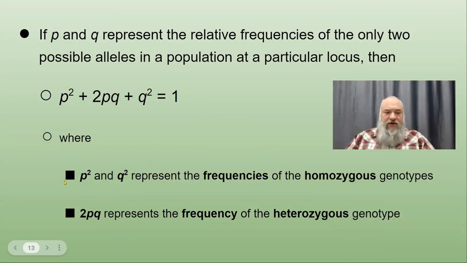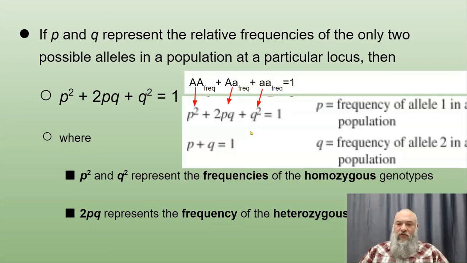So P squared and Q squared represent the frequency of the homozygous genotypes, right? Because this was RR, this was WW. 2PQ represents the frequency of the heterozygous genotype, 2 times the frequency of R times the frequency of W.